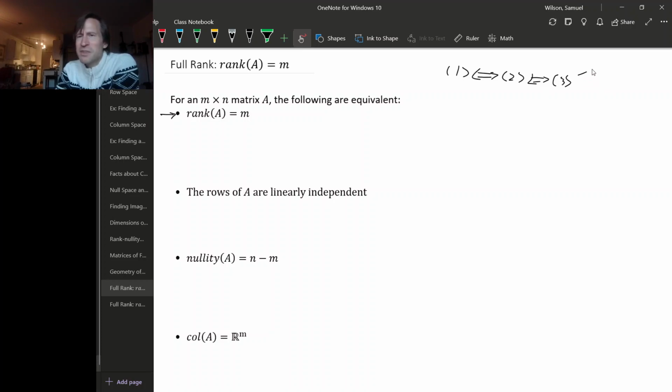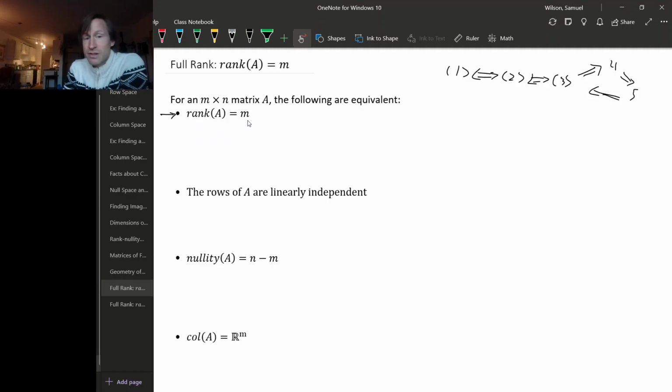But for some of them, it's actually going to be easier to show that, say, the third implies the fourth, and then the fourth implies the fifth, and then the fifth implies the third. This still shows that they're all equivalent. It's just that the proof is a little easier this way.